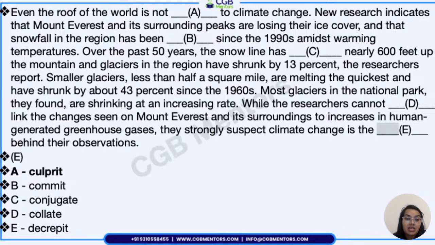Collate is to collect something, okay? And decrepit is an adjective that means something which is very weak. It is frail, there is infirmity, weakness is found in it.